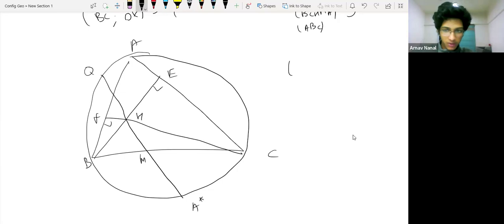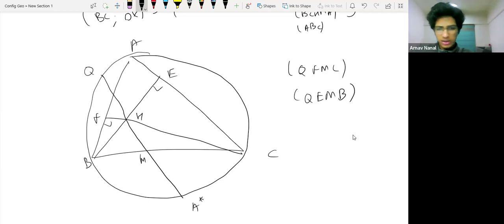Okay, so we have that Q, E, F, H are cyclic and Q, E, M, B are cyclic. The other one is proven by symmetry. This is just angle chasing.